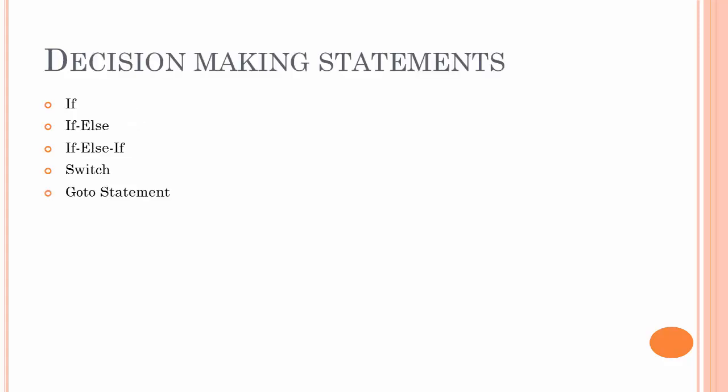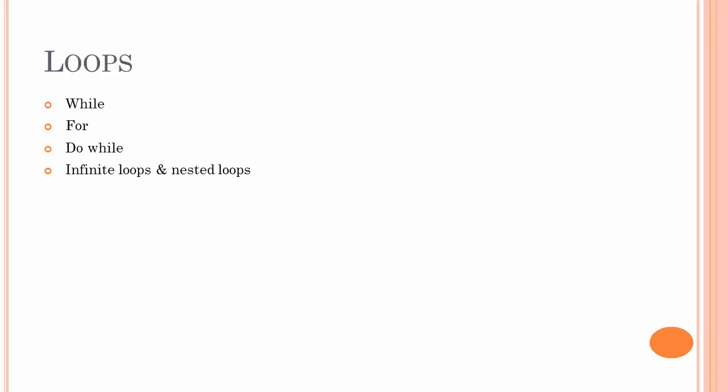Decision making statements. In decision making statements, we will learn if else, if else if, switch, go to statements, and we will see the implementation of all these statements as well. Loops. For loops, we will learn while, for loop, do while, an infinite loop, and nested loop, and we will also see the differences between all these loops.